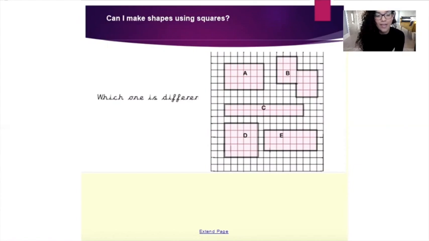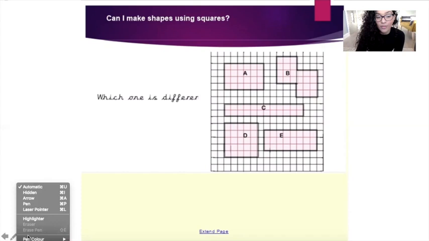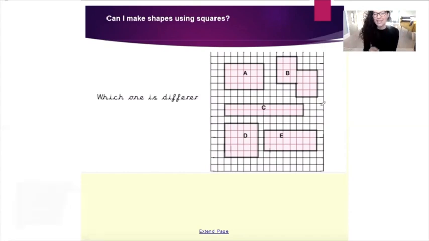Now, the way to work this out is by seeing what the area of each of these squares, or shapes actually, because not all of them are squares, some of them are rectangles and some of them aren't squares or rectangles. The way to figure out which one is different is to calculate the area, and we do that by counting the squares. So let's start with shape A. What is the area of shape A?